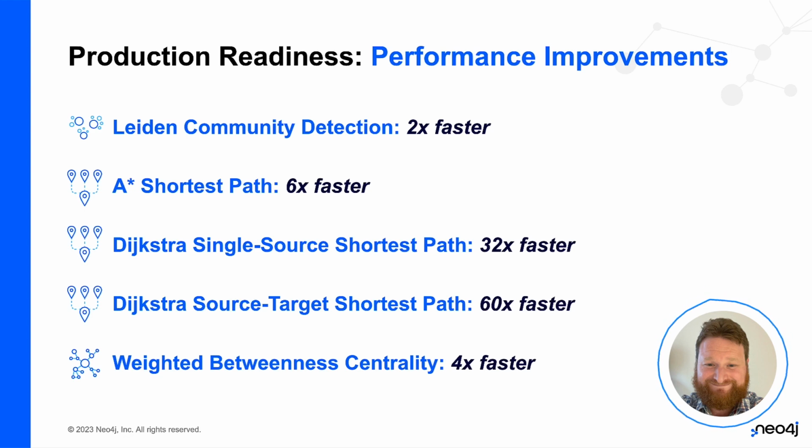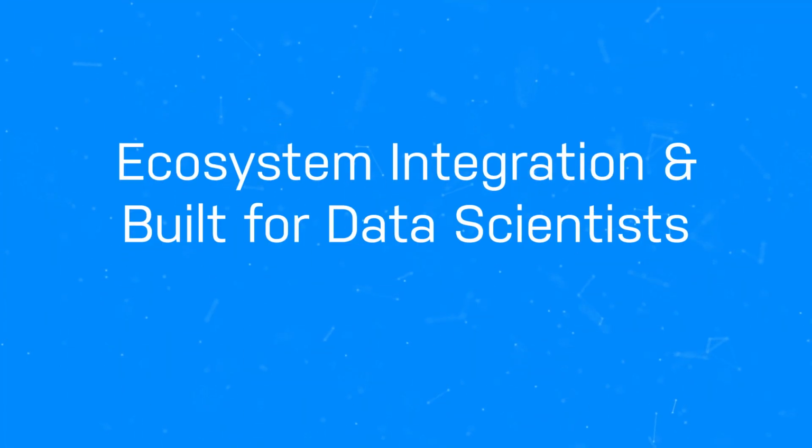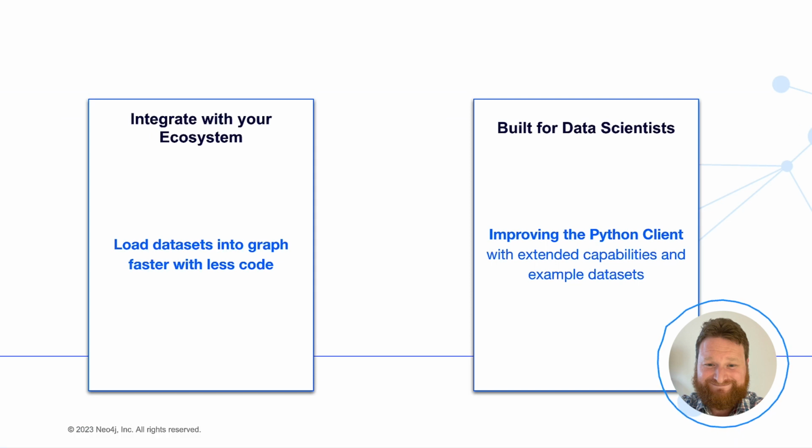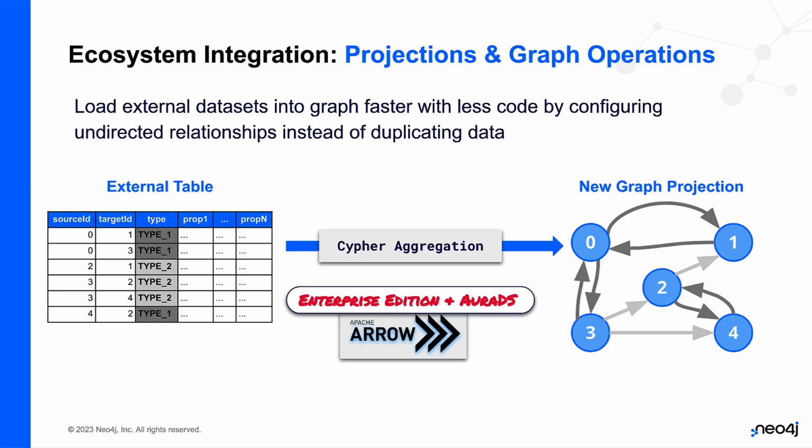Moving on yet again to our next pillar under ecosystem integration and also being built for data scientists. We'll take 2 on for this last section since they're closely related. We've gone ahead and added some things that make it more convenient for moving data into the graph. We've, for a while now, had the ability to take external data either in a table or a data frame and map it over into a graph projection directly, which is very helpful if you're working, for example, in a Pythonic environment, or when you're trying to move data from another data store into Neo4j to do analytics.